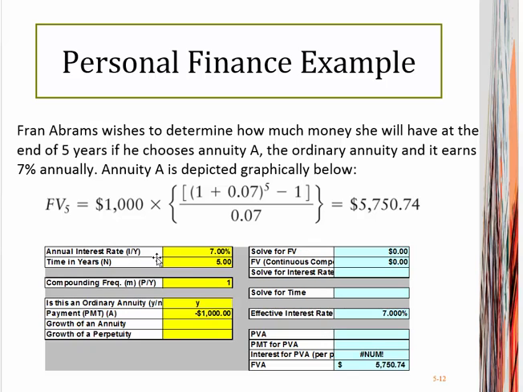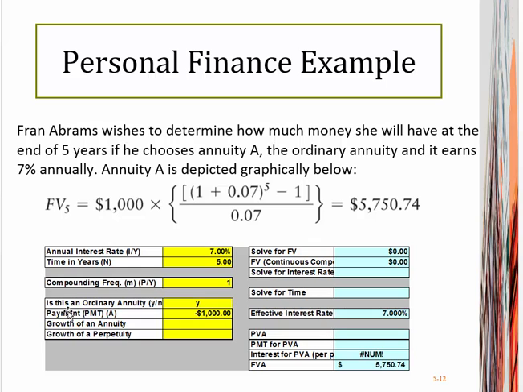We're going to go back to that time value model, the time value cash flow spreadsheet, and here we input our data. The interest rate is 7%, the time is 5 years. It's annual payments, so the compounding frequency is 1.